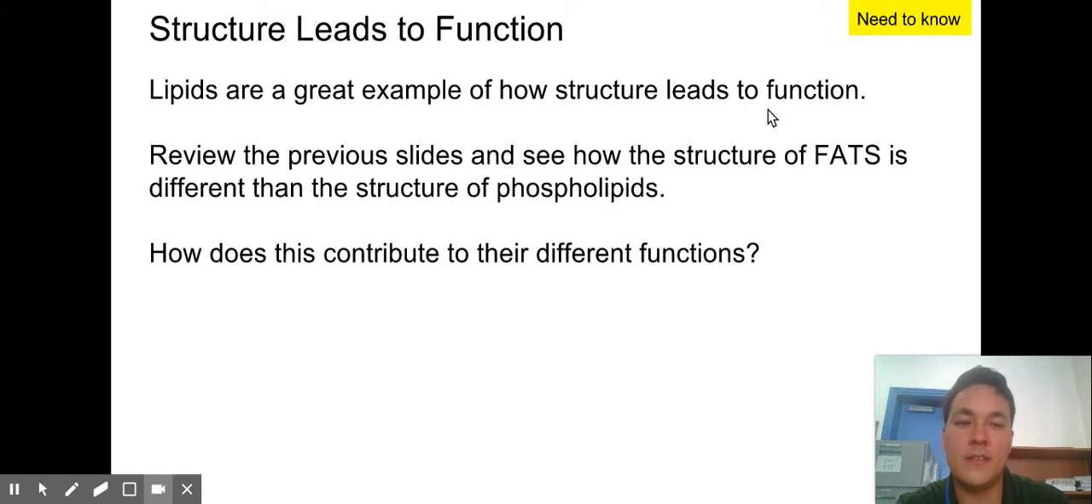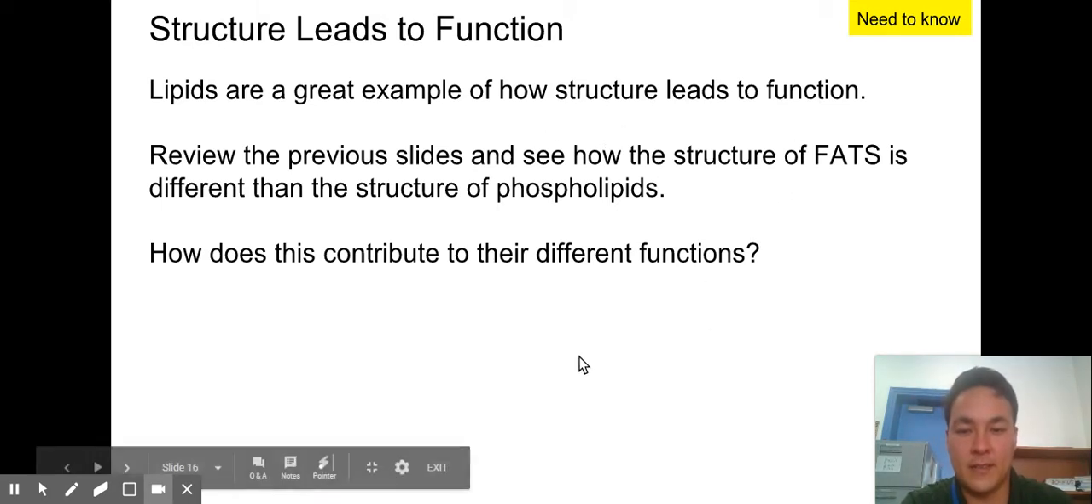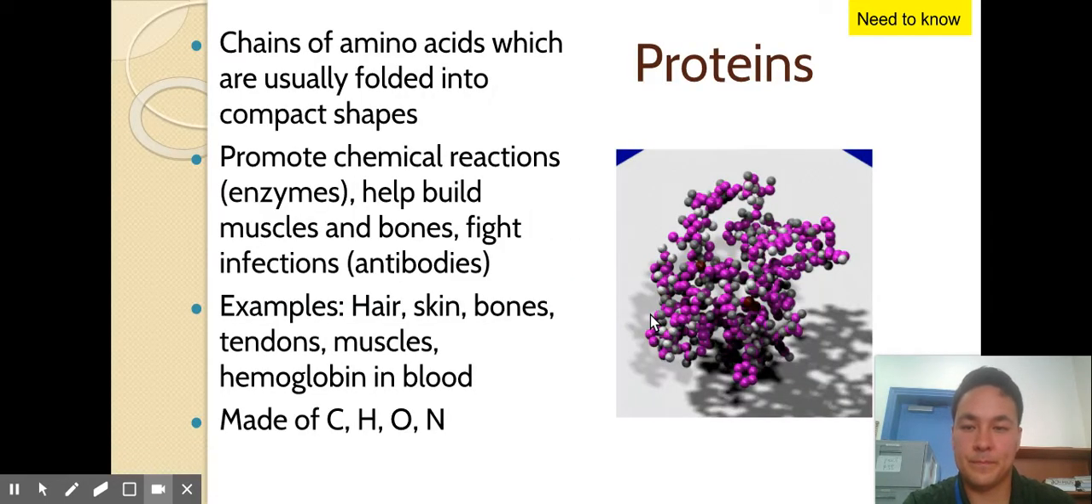So can you sit back and think, how do lipids show structure leads to function? I want you to really think about triglycerides versus phospholipids. Think about how do they show different structures, and how does that lead to different functions? You should be able to say something about that phosphate giving phospholipids a different one. So go ahead and review back in the video and see if you can get it.